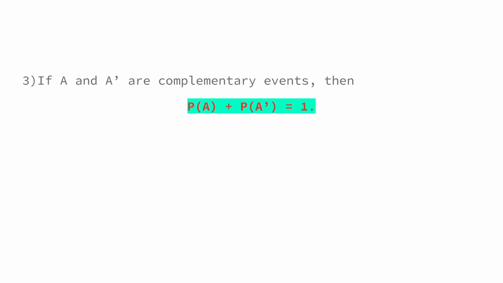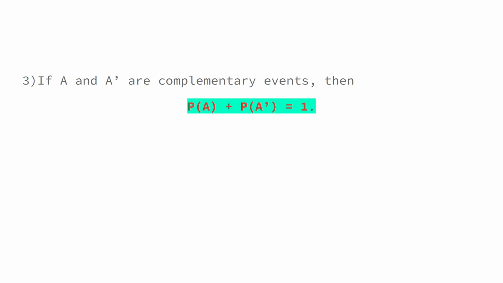A and A complement form a partition of a set, right? Because the union will give you the full set and the intersection is always empty. So A and A complement are a partition of a set. What do we know about the probability of a partition over there?